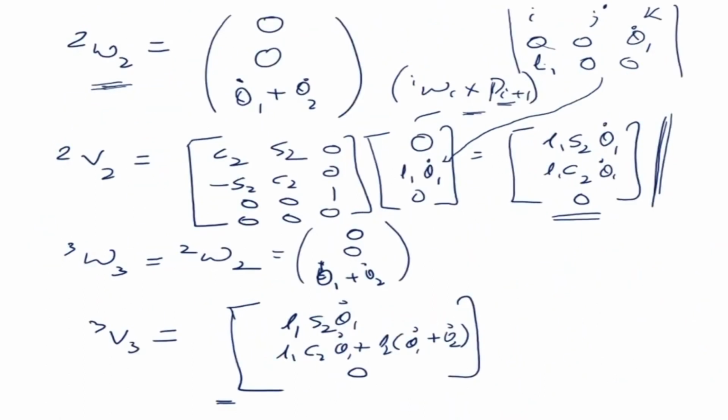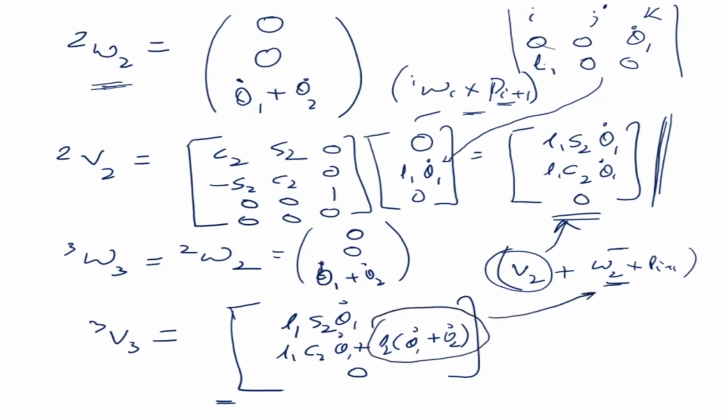So what we are getting here is V2 plus omega 2 cross pi plus 1. V2 was equal to this one that we have seen, plus this term now, exactly the same way as we got it. So if you see, it's exactly the same. So it's omega 2 cross pi.